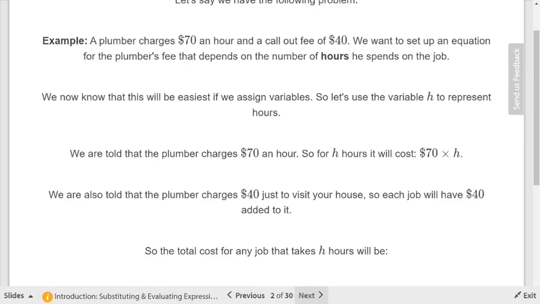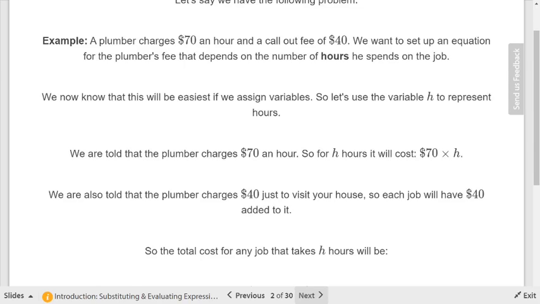But we're also told that he charges $40 just to come to your house. So, is he going to charge that $40 no matter what? Yes. Is he going to charge more than $40 just to come to your house? Nope, it's a fixed fee. In other words, a C word: constant. There you go. It's a constant. It's going to always stay the same.